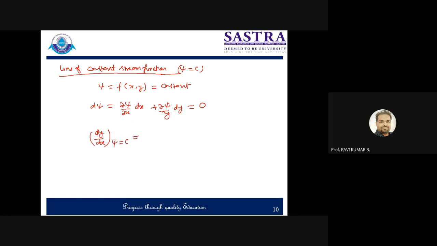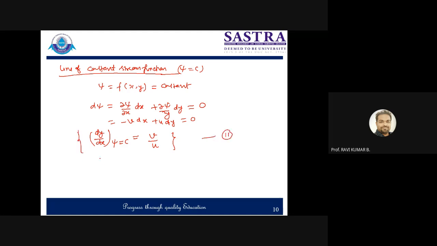So just substitute the values over here. One more term is needed. So what is this? This is minus v dx, this is u dy, is equal to 0. So from here you can say dy by dx is equal to v divided by u. This is your equation number 2.